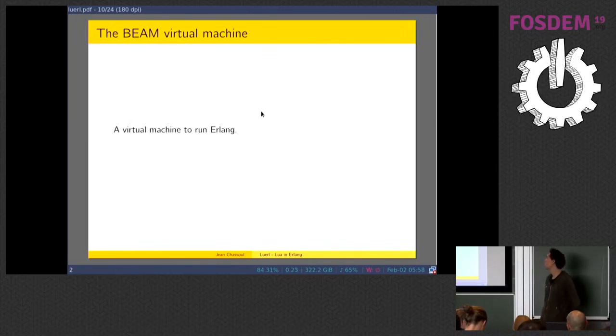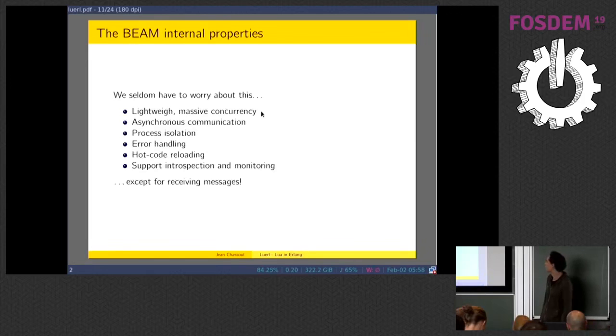So what is the BEAM? Basically, the BEAM is a virtual machine that runs Erlang. That's it. It has some internal properties that you basically don't need to worry about. It gives you massive concurrency, asynchronous communication, and multiple processes isolated from each other. You have error handling capabilities, the feature of hot code reload at any time, and support for introspection and monitoring. You only have to worry about sending and receiving messages.